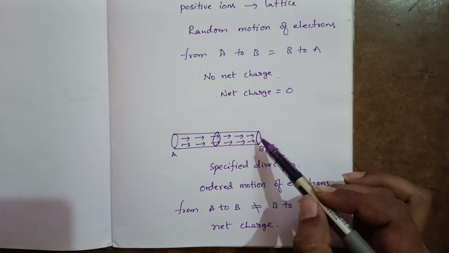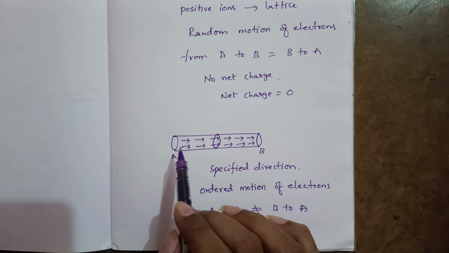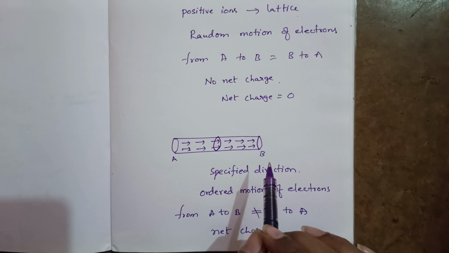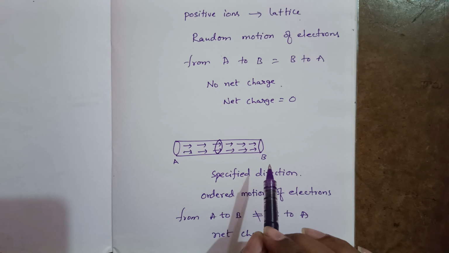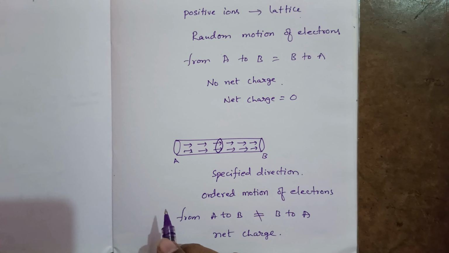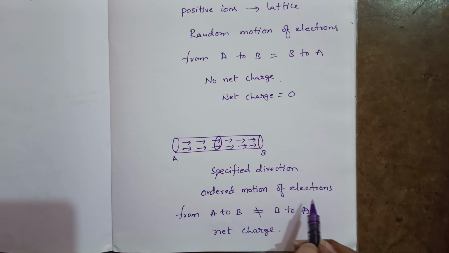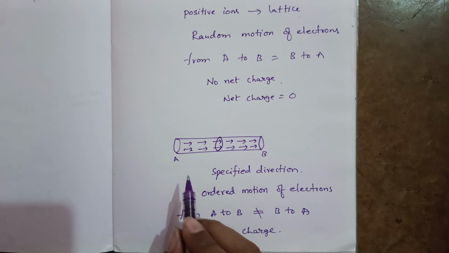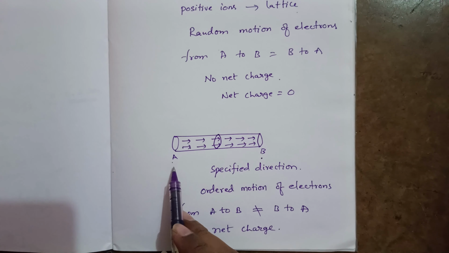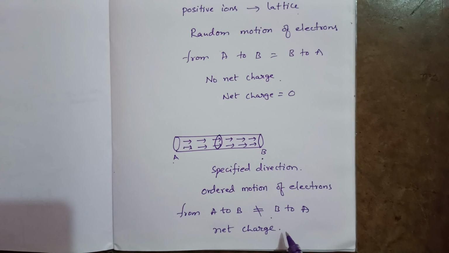When the conductor is in a circuit connected to the source, either battery, cell, or any source, then an electric field is set up throughout the conductor. That electric field makes the electrons move in a specified direction. That moving of electrons in a specified direction is known as ordered motion of electrons. If you consider A and B, one cross section, the number of charges crossing from A to B is not equal to B to A. So we can say some net charge is there.